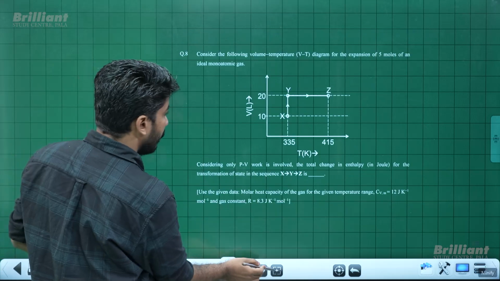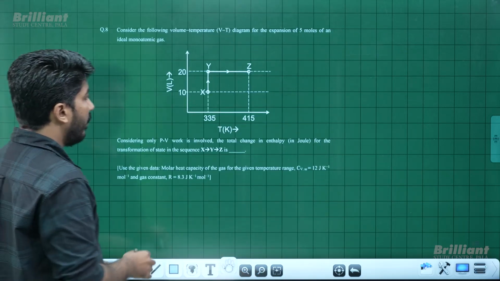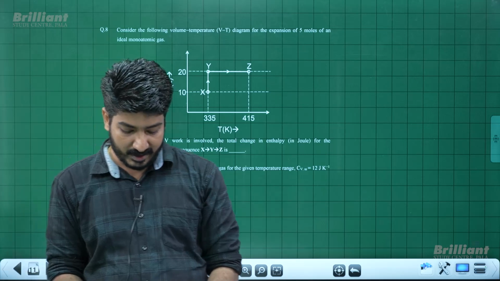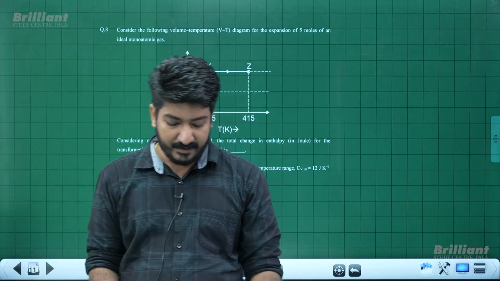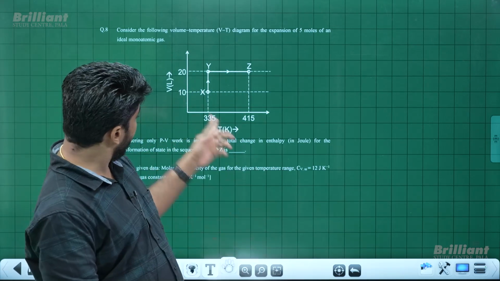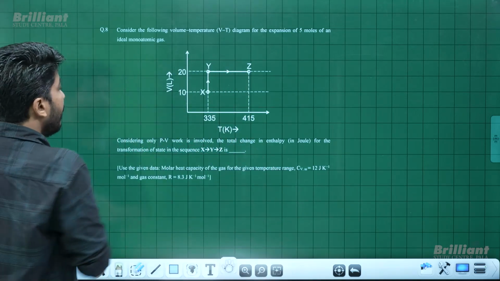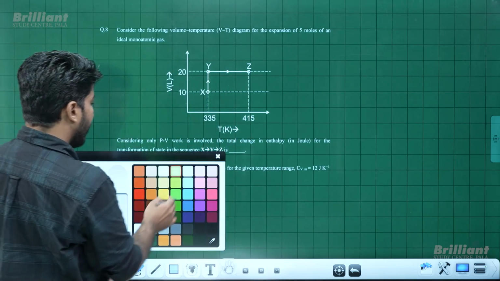Now, the first one was from thermodynamics. Okay, we need to find out enthalpy change for X, Y, Z process. Graph is given, volume temperature graph is given to us, right? So, let's look into the process, the nature of process X to Y and Y to Z.